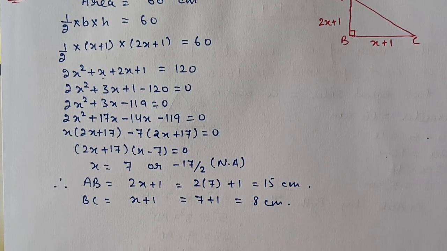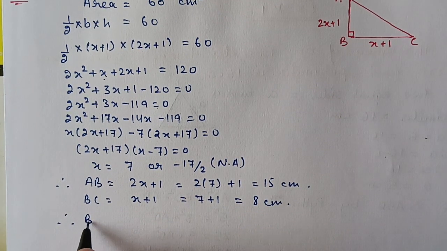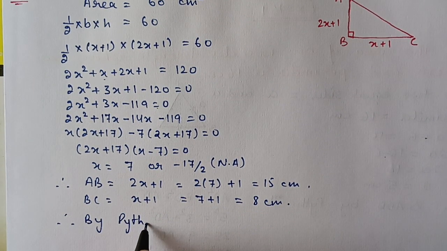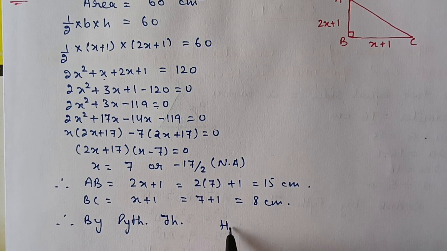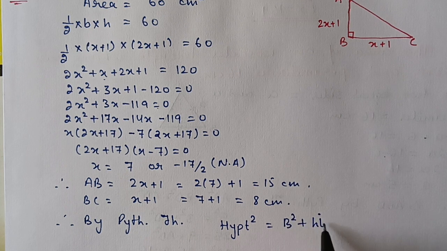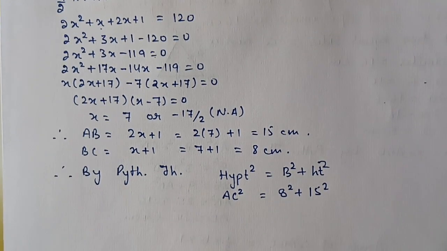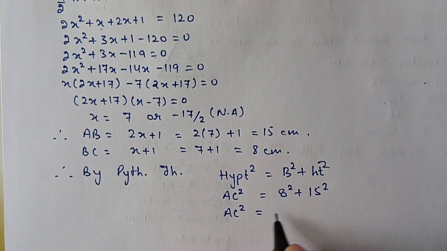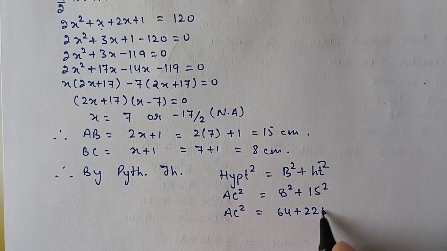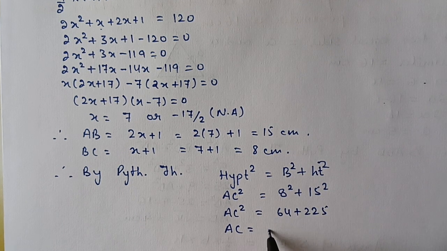Now we can find out the hypotenuse, the third side. Therefore, by Pythagoras theorem, hypotenuse square is equal to base square plus height square. Hypotenuse is AC here, base is 8 and height is 15. Same calculation like the last question. 64 plus 225. AC is equal to root of 289. So AC we got 17 centimeter.